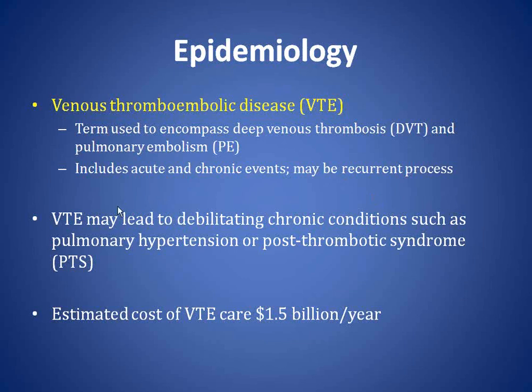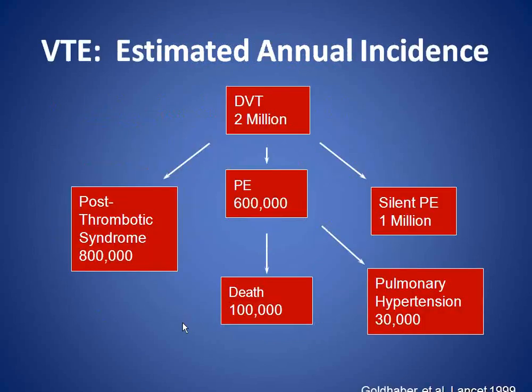Venous thromboembolic disease can be debilitating in the long run, leading to chronic conditions such as pulmonary hypertension if you have chronic PEs, or at least one large PE that you survived, or post-thrombotic syndrome, which I'll discuss a little more. It's an expensive diagnosis. It's a common disease, and it costs the healthcare system. The annual incidence, from a study in 1999, is about 2 million DVTs annually. This is in the U.S.